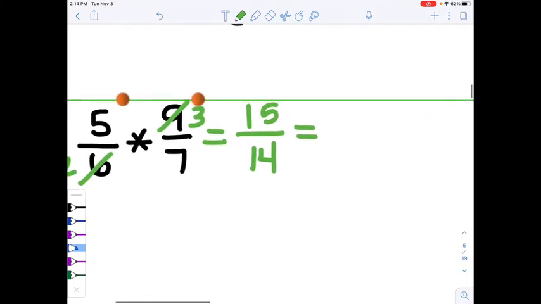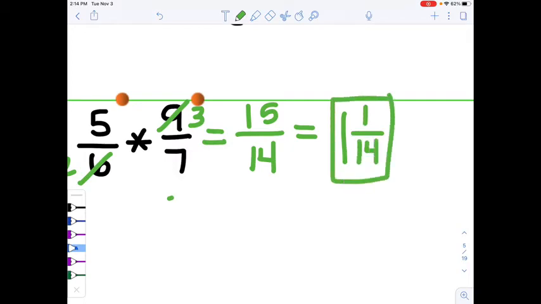To change this back into a mixed number, I asked myself, okay, how many times does 14 go into 15? It goes in 1 time. 14 times 1 is 14, so there's 1 more to get to 15. And I always keep my denominator. So my answer is 1 and 1/14.